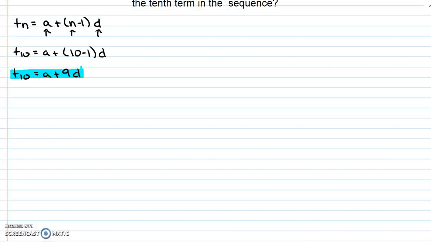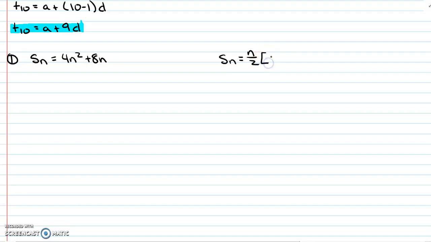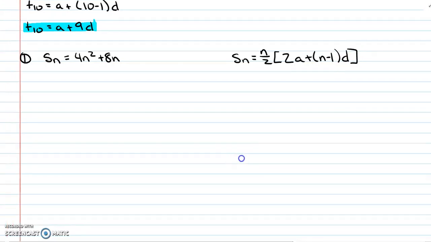So we know right here that we have two unknowns, a and d. When we have two unknowns, we know that we're going to have to come up with two equations, both with two unknowns. To make these two equations, we're going to start with our first equation. We know that the sum of the terms is equal to 4n squared plus 8n. We also know that the sum of n terms is equal to n divided by 2 multiplied by (2a plus (n minus 1)d). So let's focus on the first equation to the left over here.